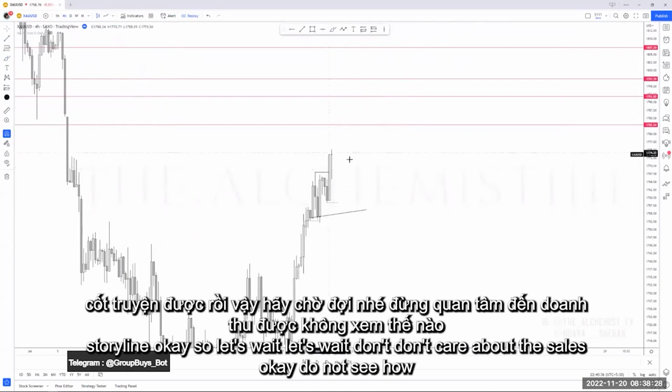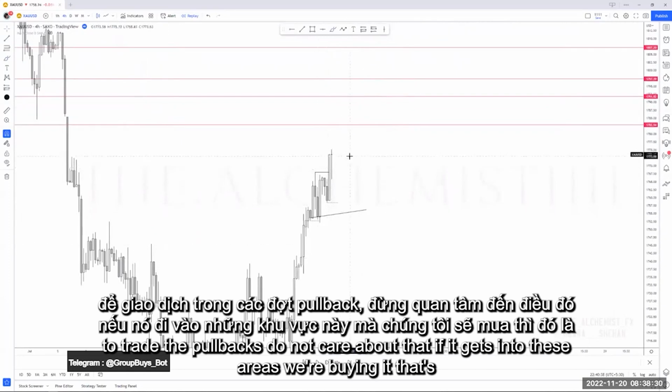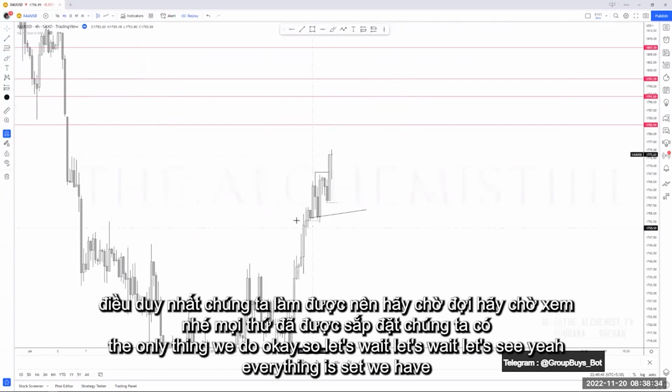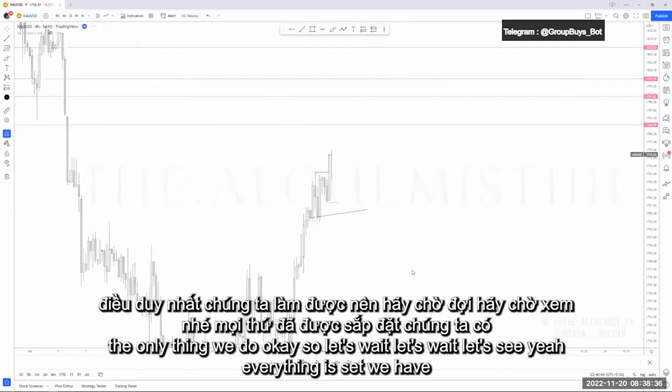Don't care about the sells. Do not worry about how to trade the pullbacks. Do not care about that. If it gets into these areas, we're buying it. That's the only thing we do. Okay, so let's wait. Let's see.